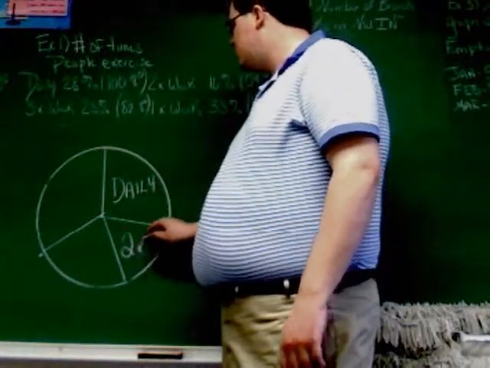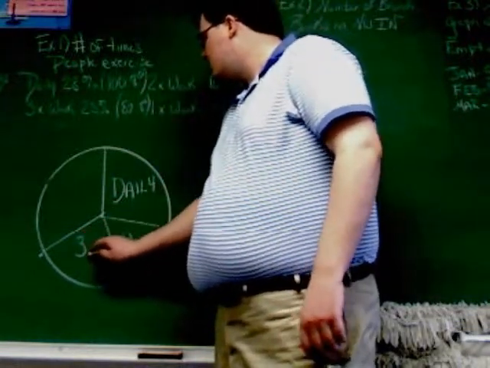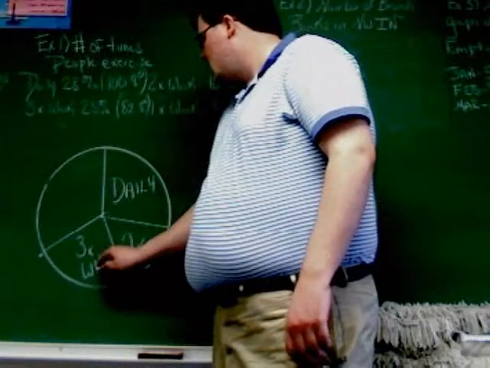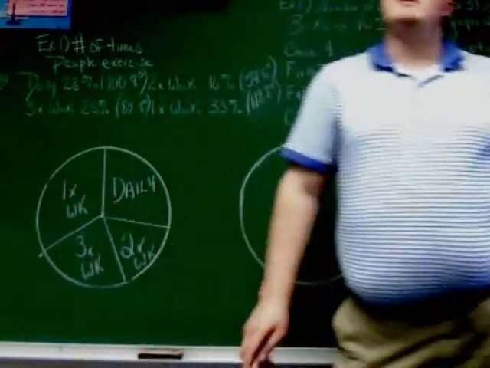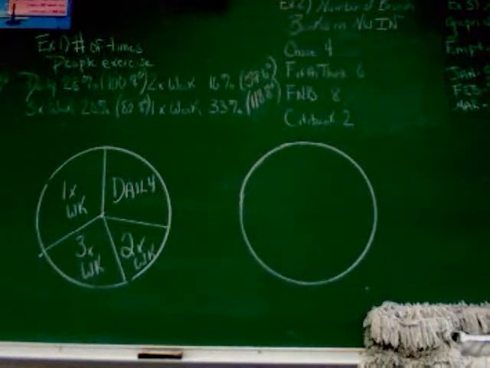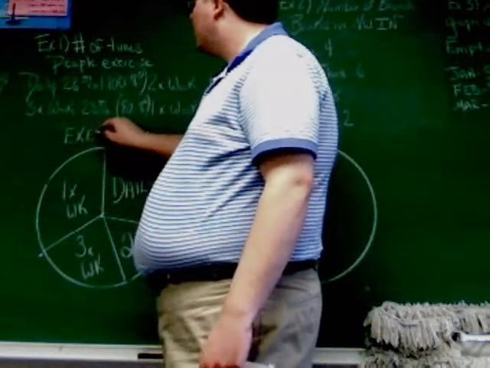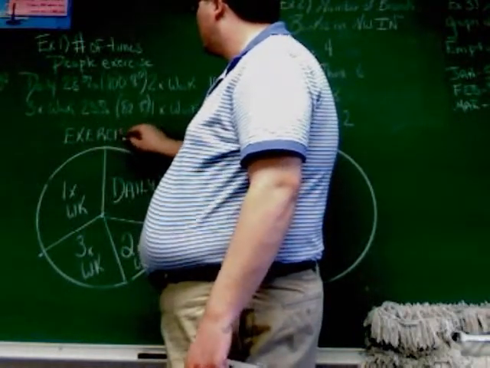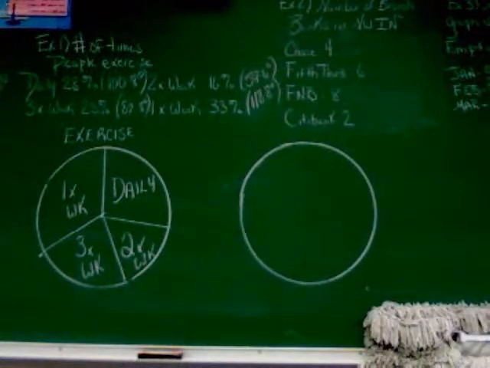We went 2 times a week, 3 times a week, 1 time a week. And our circle graph is looking pretty good. The only thing we're missing then is an overall title. Why be creative? We'll call this exercise. And there you go, completed circle graph.